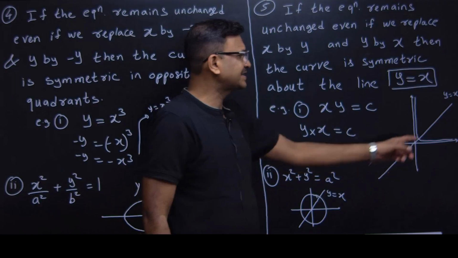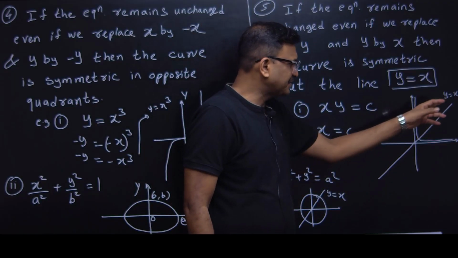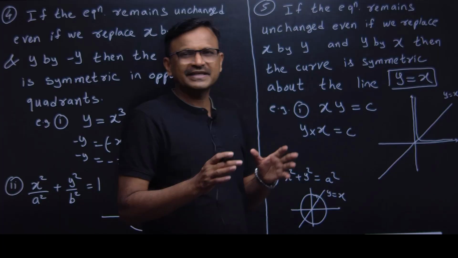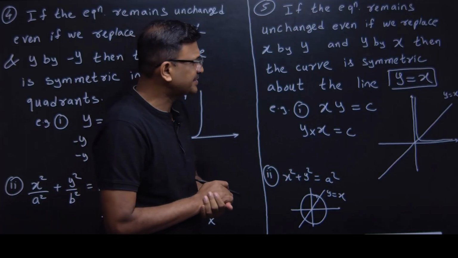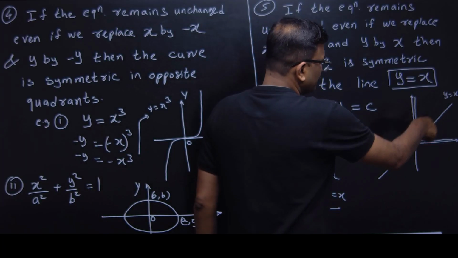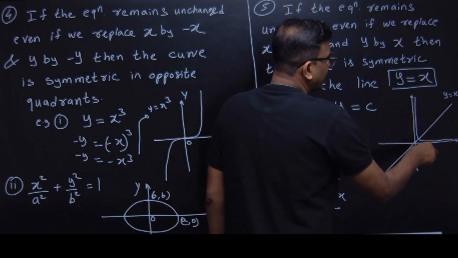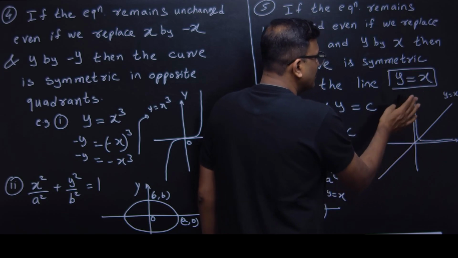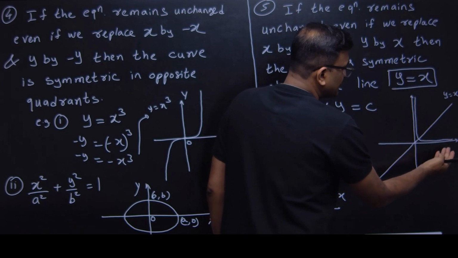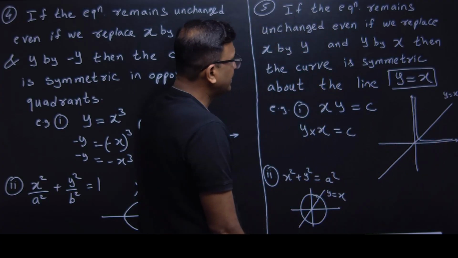Remember, we know that this line y is equal to x is a line which passes through the origin, which makes a 45-degree angle with the x as well as y axis, and it passes through the first quadrant. Now the curve here is symmetric about this line y is equal to x. So whatever is the nature of the curve above this line y is x, same is the nature of the curve below the line y is x.